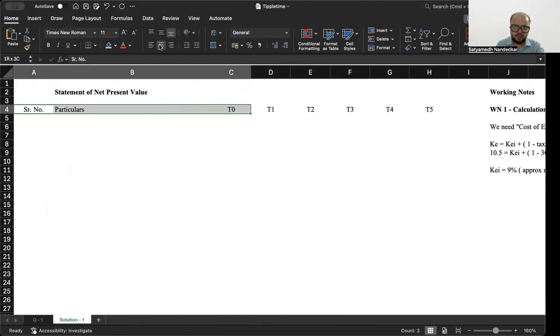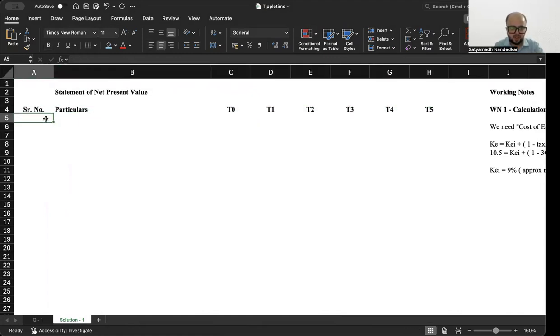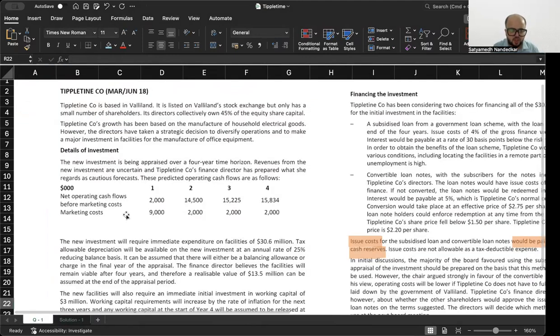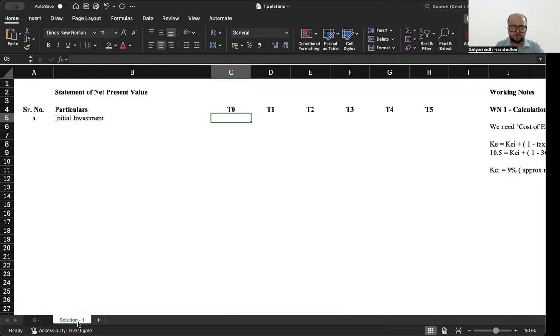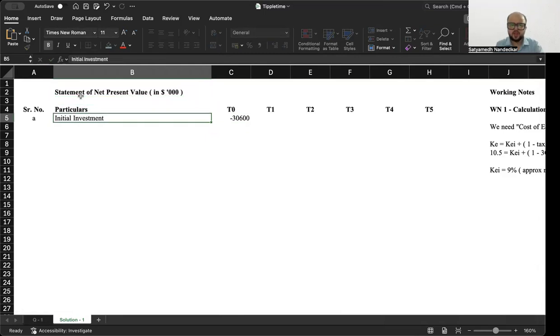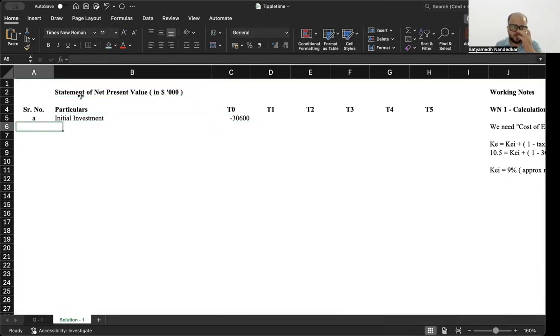Okay. Now let's start with the cash flows from the top. The first one is initial investment. How much is the amount of initial investment? 30.6 million. All these calculations are in thousands. So initial investment is an outflow at T0, 30,600. I have converted that into thousands. Statement of net present value in $1,000. Just make sure that you specify the unit in which values are mentioned.